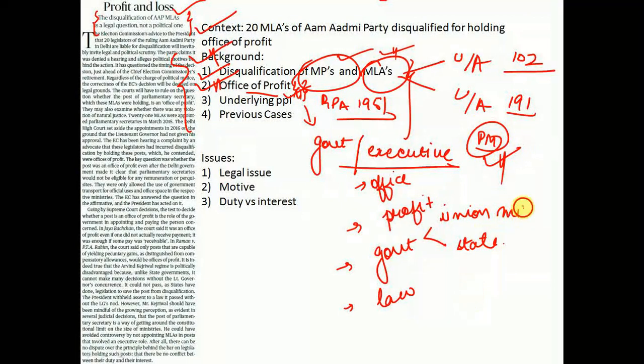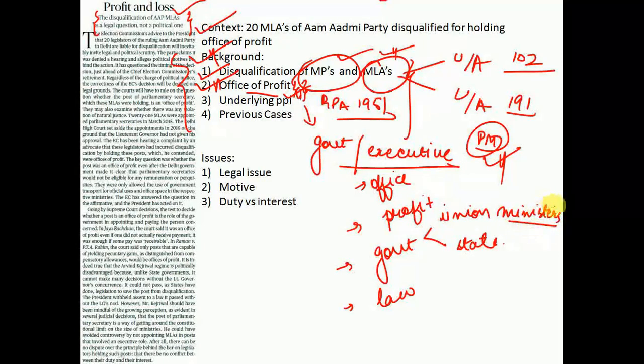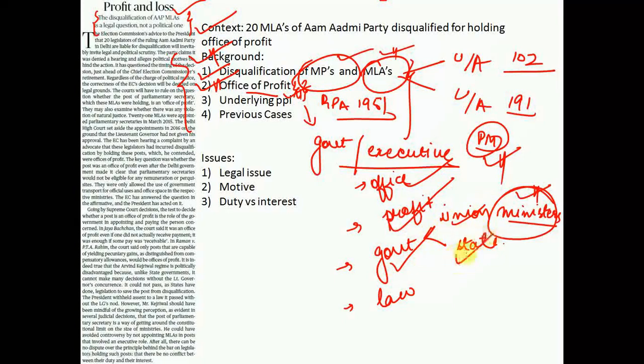Also the ministers, all ministers are largely MPs and they are holding offices. So definitely, why are we not considering their office as office of profit? Because definitely they have an office, they are getting a salary for it. Also, this is an office under the union government or the state government.